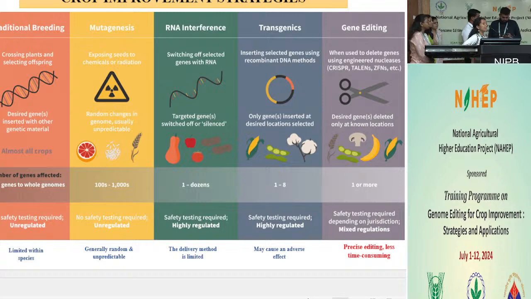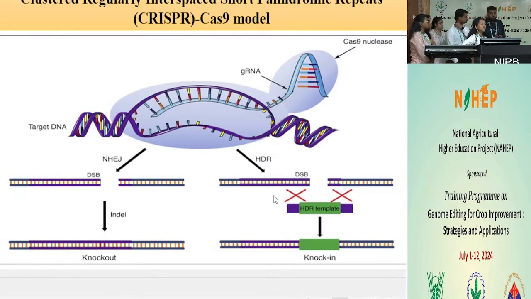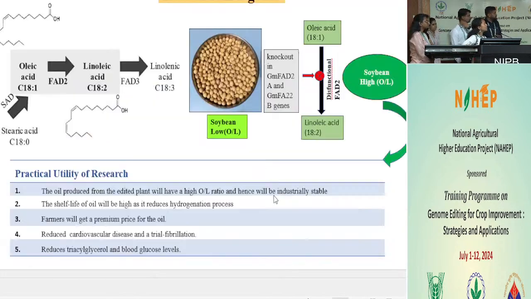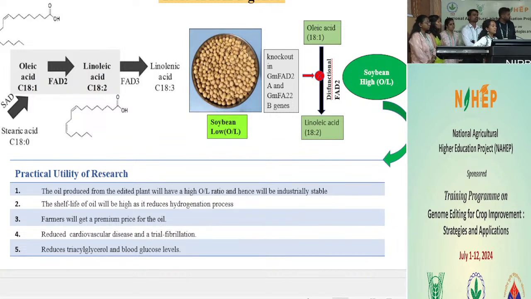So let me gather your focus towards the gene of interest, that is FAD2, and the genes are GmFAD2A and GmFAD2B, which are located on chromosome 10. The focus is to basically upregulate the production of oleic acid, which is beneficial not only from the health point of view, but also in production of biodiesels.